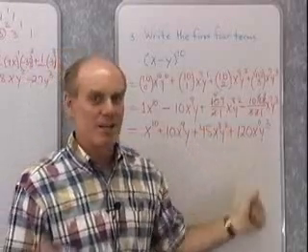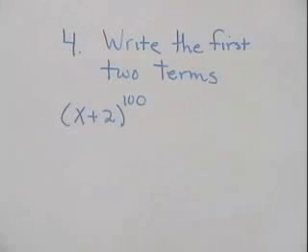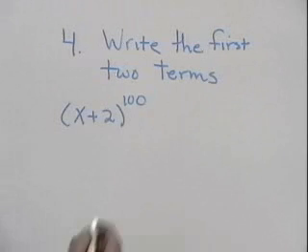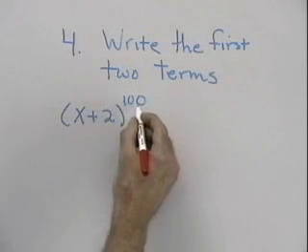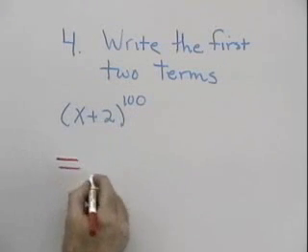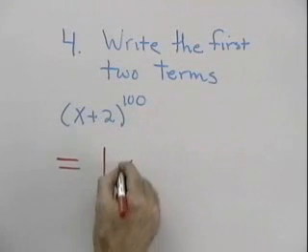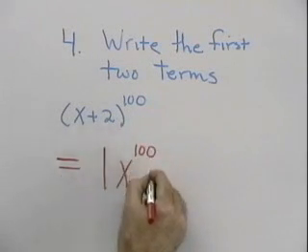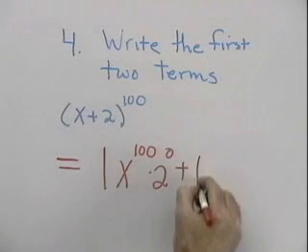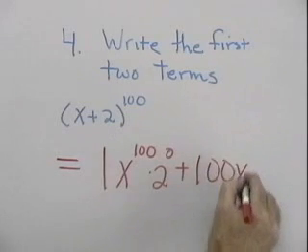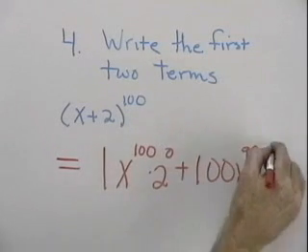Let's go now and look at the next problem. So let's see, this time I just want to write the first two terms. And you know, in Pascal's triangle, the first term in every row is 1. The second term always matches the exponent. So when I expand this, I'm going to get 1 x to the 100th times 2 to the 0. The next term is going to be 100 x to the 99, 2 to the 1.